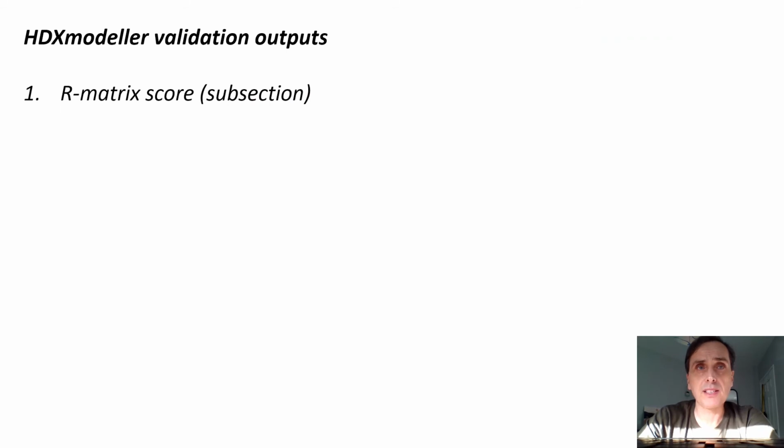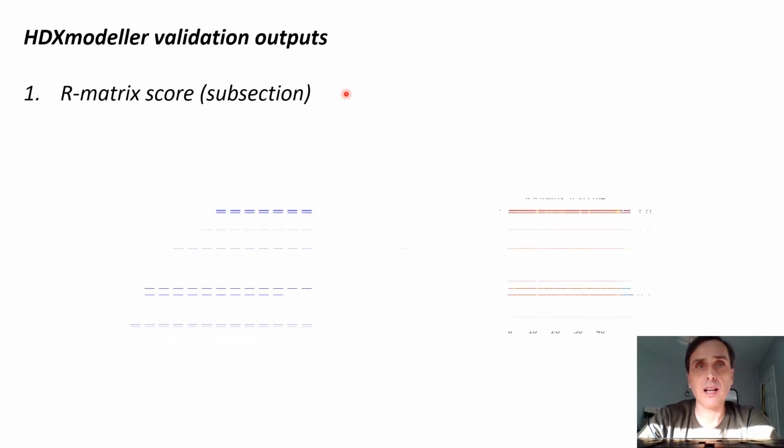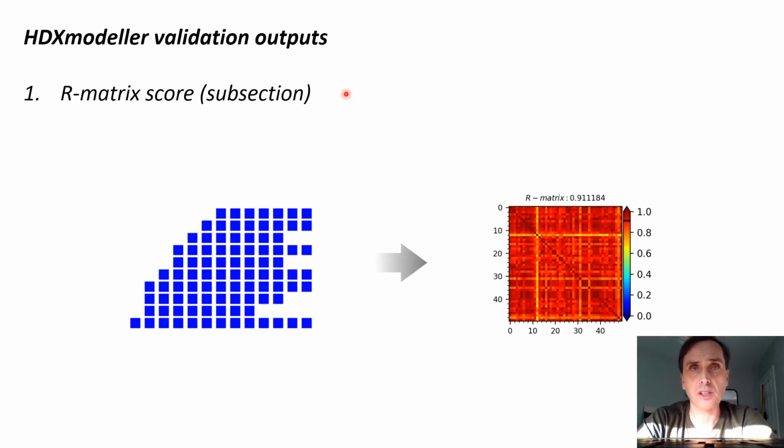So there are various different validation outputs. Obviously the R matrix one is the main one, and as previously mentioned, we recommend that data are first split into different subsections. Each subsection is then submitted for optimization separately, and then the R matrix score is inspected as a measure of the overall accuracy of that subsection.